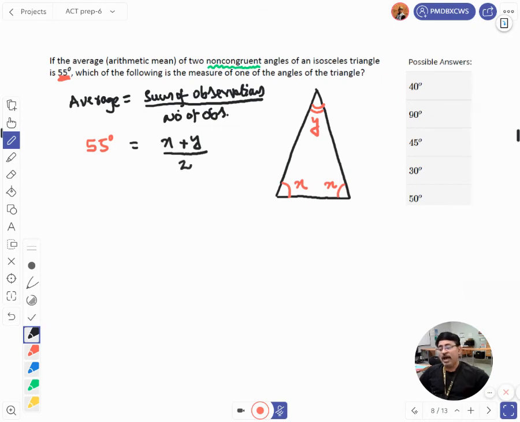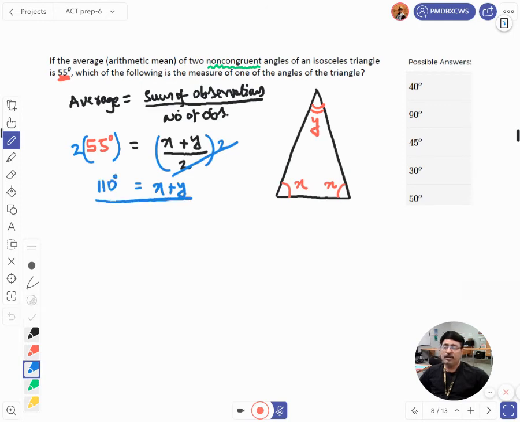Now let's isolate these variables. The inverse operation is times 2 on both sides. So I get x plus y equals 2 times 55. Make use of a calculator, you get 110. Oh my gosh, I see that there are two variables. What is x and what is y? How to do it? Okay.